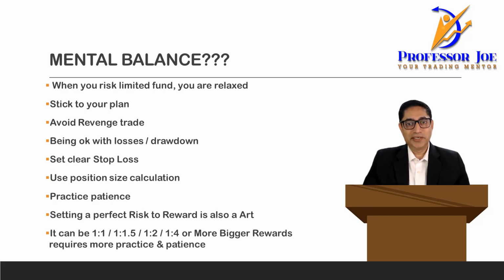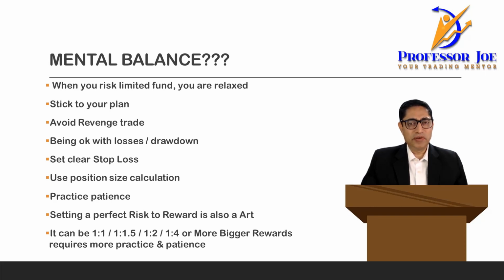In the Forex market, you need to have a lot of patience. So you need to do everything that is required to improve your patience. A few tips are sleeping properly, exercising, meditating, spending time with your family, staying away from the screen. These are a few tips that you need to follow. Also, setting a perfect risk to reward ratio. It's a part of your trading plan.